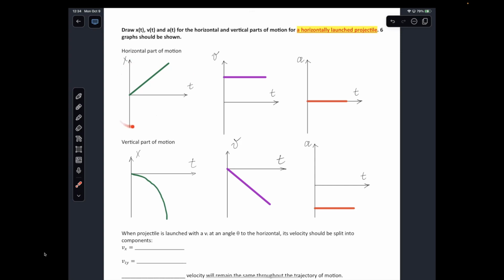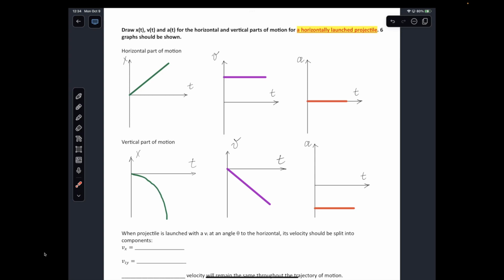So that's for the horizontal part. This is for the vertical part. It's moving with a constant negative acceleration, hence this. Because it's launched at horizontal velocity only, initial vertical velocity is 0. And then it just starts speeding up and up and up. And if I had numbers, this slope right here would have been negative 9.8 because that's the acceleration. And then right here, this would have been negative 9.8.